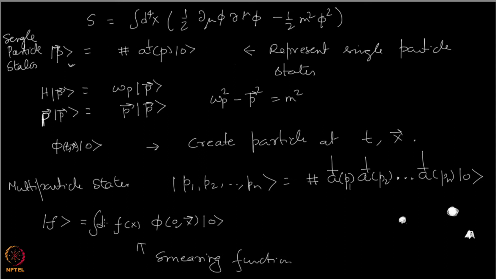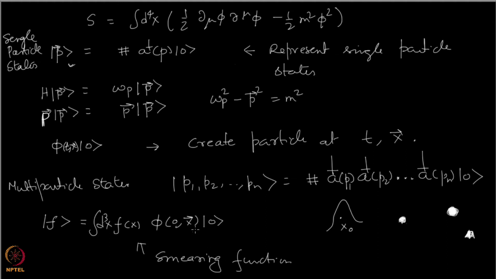Okay, and you take d cube x. Now you see, this is not something localized at one point, but rather it is localized in space depending on how you choose f. So if you choose a function which is a Gaussian centered around some point x naught, peaking around that point in the physical space, then you'll get a state which is representing one particle state and localized around that point x naught.